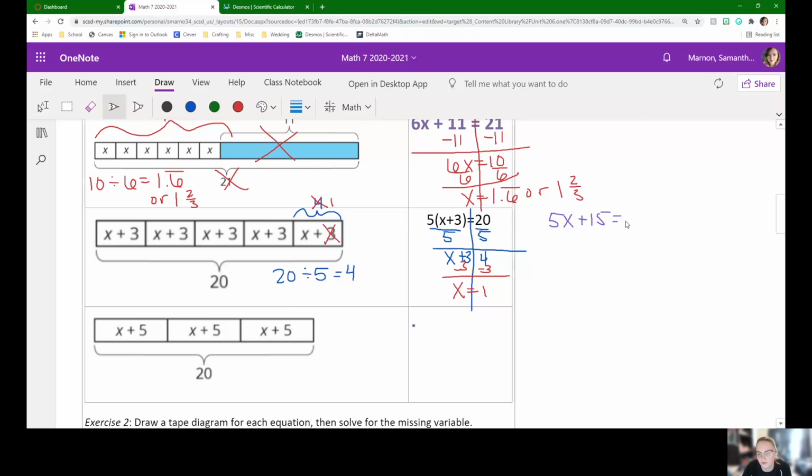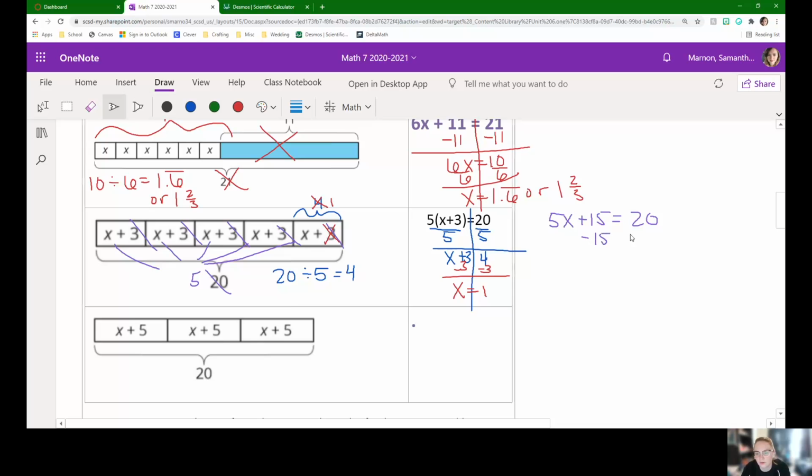You use the distributive property on the left-hand side. So when you do that, if you're going to solve it on the tape diagram, it's almost like you're going to take away all these 3s first, right? So I take away all those 3s, that's 3, 6, 9, 12, 15. So once you take away 15, that leaves us with just 5 left, and we only have x's. So since we have 5 x's and 5 left, each x is 1.